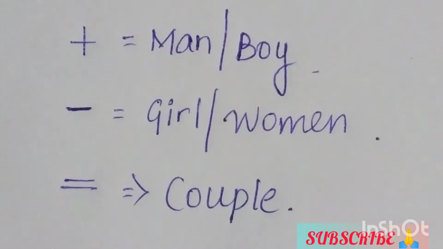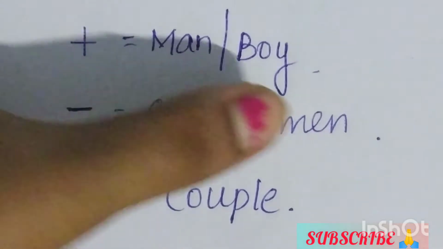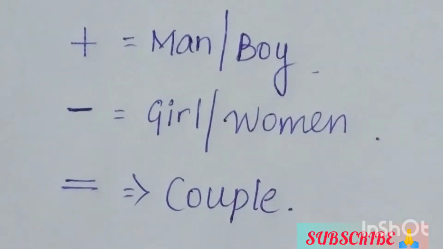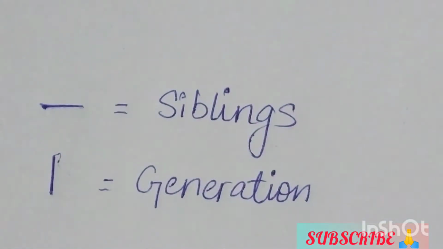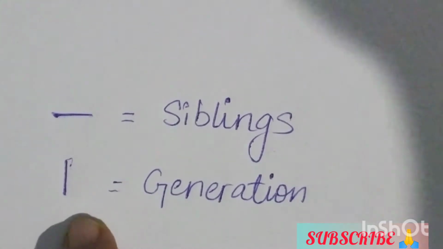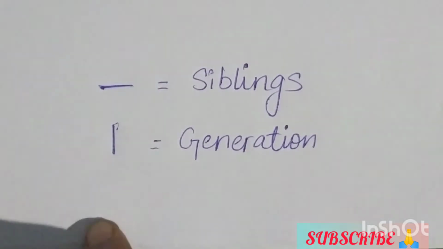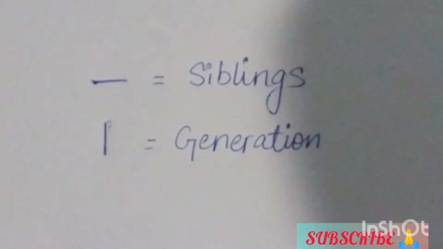So viewers, we have understood that we can represent plus symbol as man or boy, minus symbol as girl or woman, and equal to symbol as couples. Then siblings with one dash, with one line, and generation with a single vertical line. Generation in vertical line, and siblings in horizontal line, that is a dash.